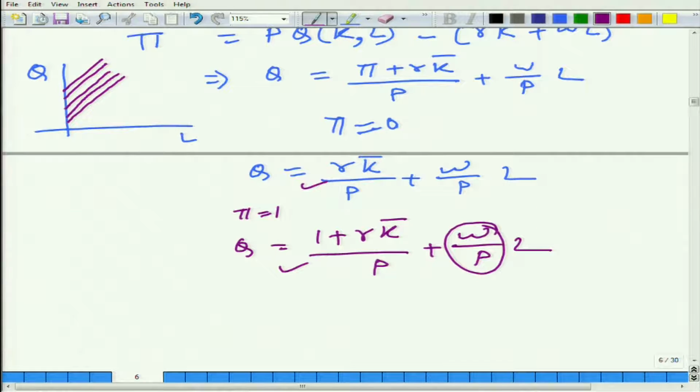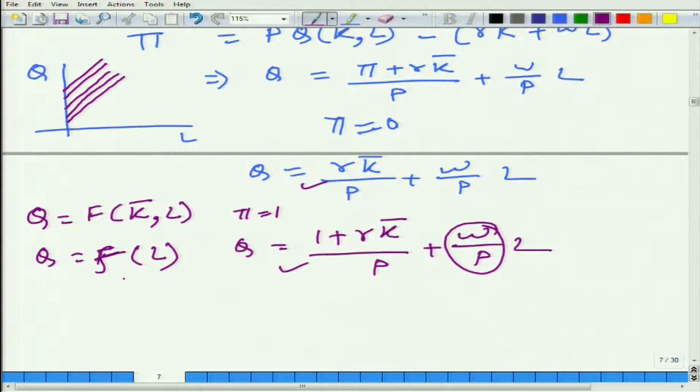Is it clear? Also, of course, we are talking about production in the short run. So, Q is equal to F of K bar, L. You can also think of it that Q is equal to, let us use another function, f of L, that it is production in one variable.